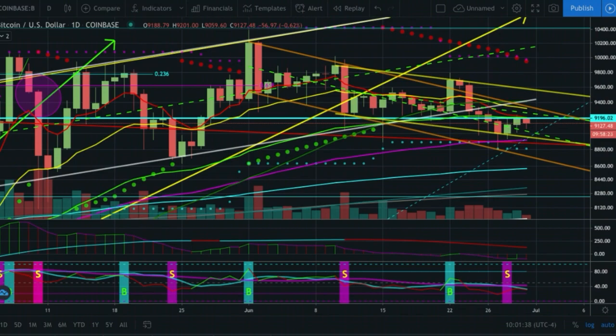Here we've got Bitcoin daily. I'm on the Coinbase chart. We're coming up on the monthly close. I told you last week that we were expecting volatility leading up to the monthly close and afterwards, as this is not only the monthly and the quarter, but it's actually the half, and we can expect quite a bit of volatility based on that.